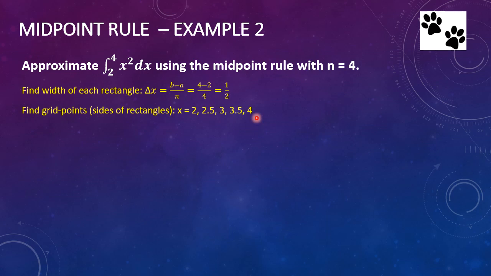Okay? Now that we have the sides of the rectangles, we can calculate the midpoint for each rectangle. So remember, the first rectangle is going to go from 2 to 2.5. So its midpoint would be halfway between there, or 2.25. The second rectangle would be between 2.5 and 3. So halfway between 2.5 and 3 is 2.75, and then 3.25 and 3.75.